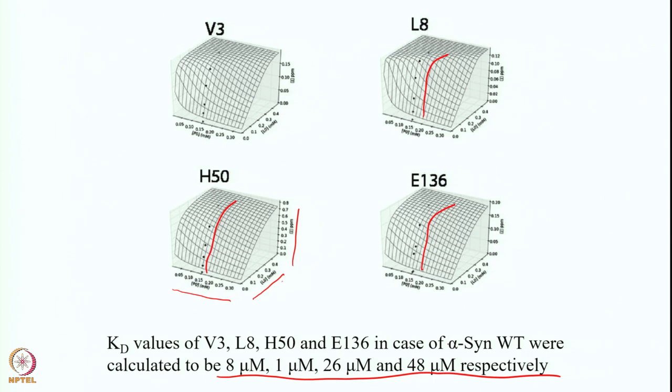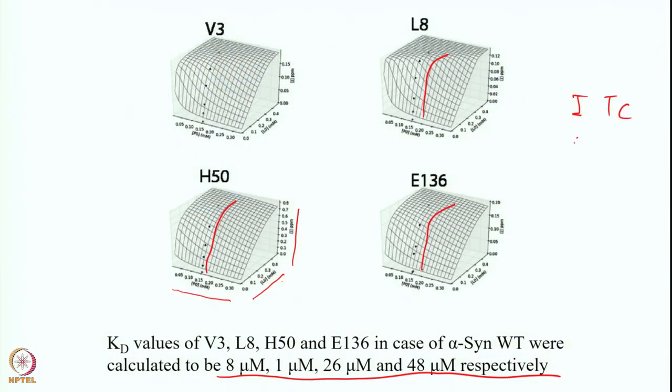So, what can we infer here? Now, KD you can find using classical thermodynamic techniques like ITC or SPR. SPR essentially gives you the K on and K off rates, which can be used to calculate the KD. ITC gives you delta G, delta H, T delta S and stoichiometry.